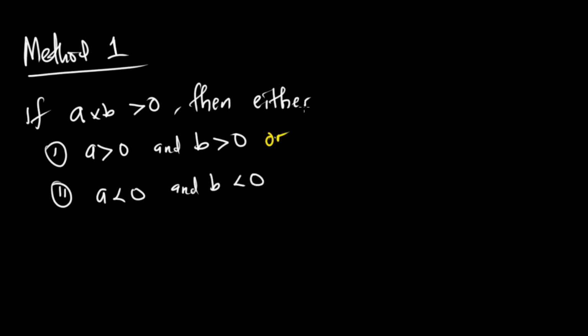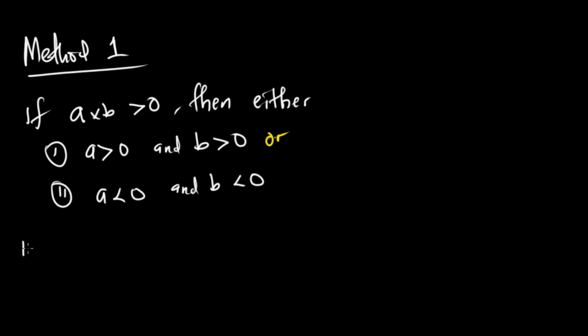So for a multiplied by b to be greater than 0, we must have either a greater than 0 and b greater than 0, or a less than 0 and b less than 0. If you have a greater than 0 and b equal to 0, this is going to be equal to 0, so our condition will not be satisfied. So that's the first point.